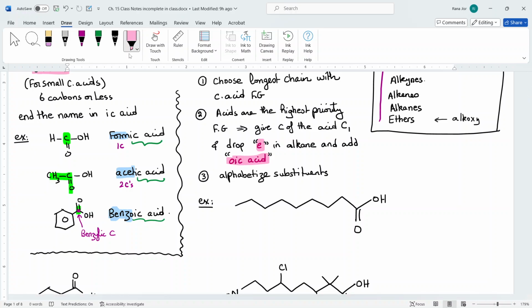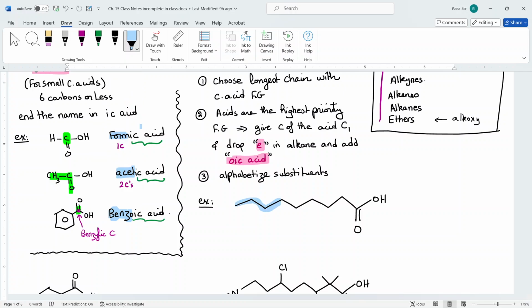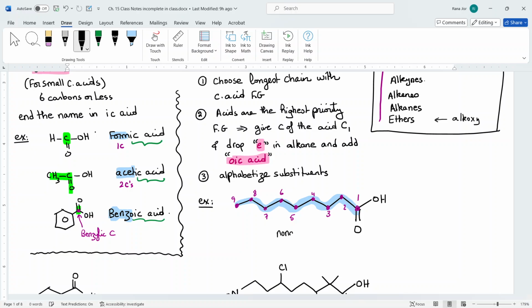Okay, so the first thing that we do over here again is we choose the longest carbon chain that includes the carbon of the acid, because the carbon of the acid is considered to be belonging to that longer chain. And always I need to start my numbering from the carbon of the carboxylic acid. So that is going to be 1, 2, 3, 4, 5, 6, 7, 8, and 9. You have to know your nomenclature in there. 9 is nonane. So all you need to do is simply write nonane.